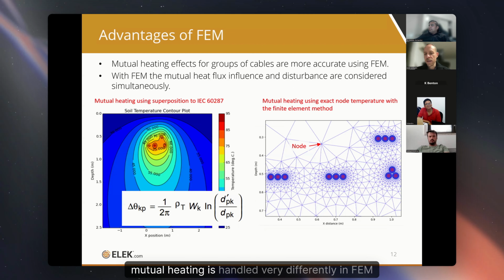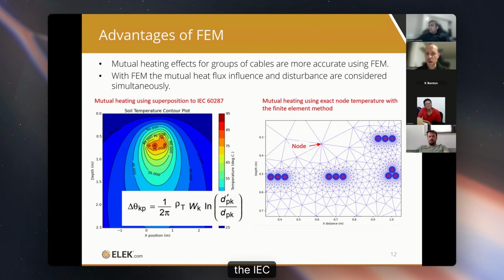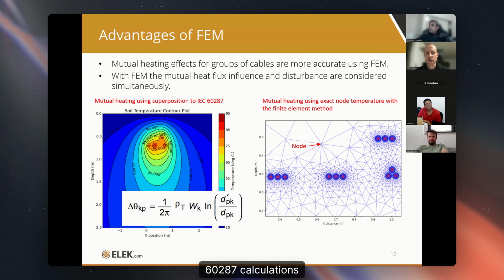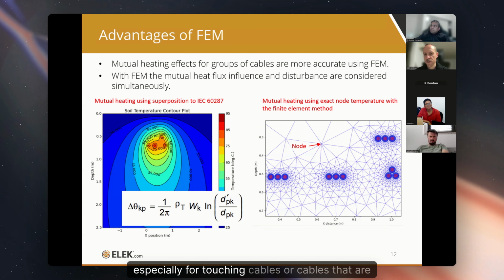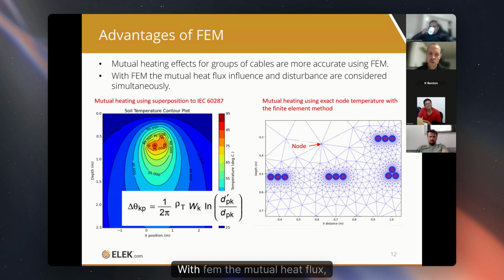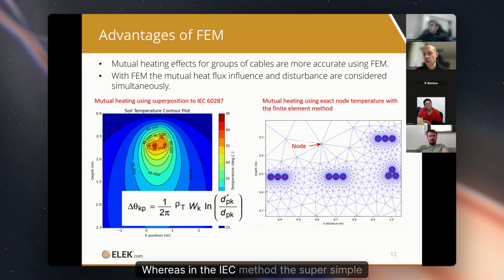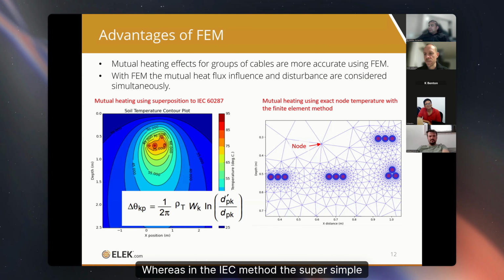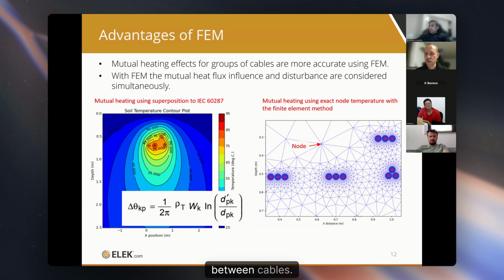Also, mutual heating is handled very differently in FEM compared to the IEC 60287 calculations. Mutual heating effects of cables is more accurate in FEM, especially for touching cables or cables that are nearby. With FEM, the mutual heat flux influence and disturbance are considered simultaneously, whereas in the IEC method, the simple superposition theorem is used for mutual heating between cables.